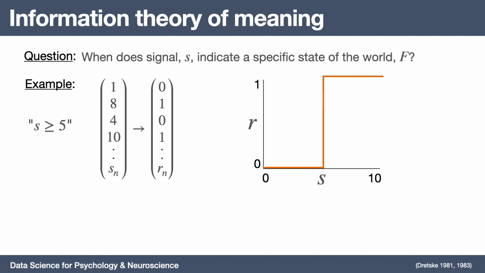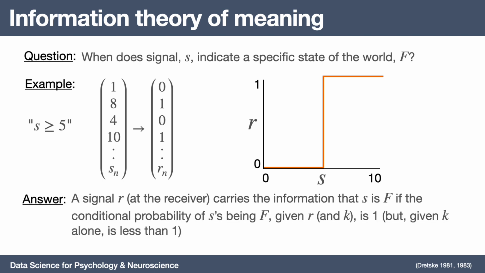This concept here is what Dretske defines as knowledge. When you have this relationship, you fundamentally have knowledge. In Dretske's terms, he says that a signal R at the receiver carries the information that S is F if the conditional probability of S's being F, given R, the receiver, and something known as K, which is your prior knowledge, is 1. But with K alone, that prior knowledge alone, it has to be less than 1. This is Dretske's formal theory of knowledge represented in information theoretic terms.